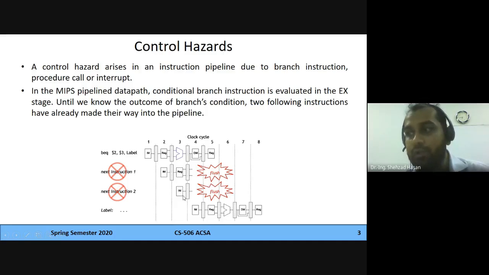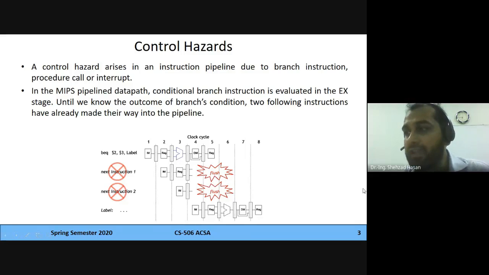So we have now got two different instructions in the pipeline, and the branch is also going to evaluate the condition and the target address at this point. Then at the end of the third cycle, we now have the data on whether the branch should jump or should not jump. So let's say this branch was a taken branch.